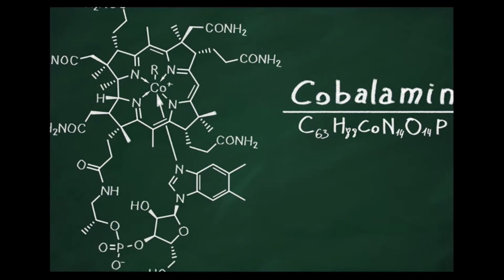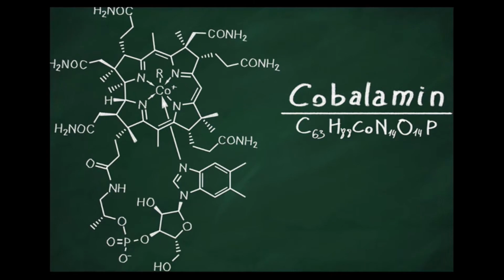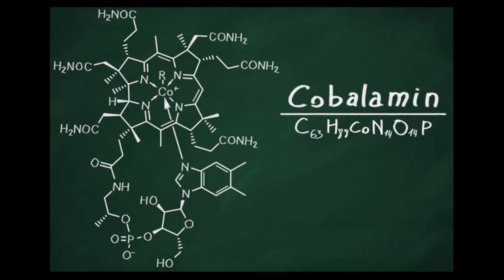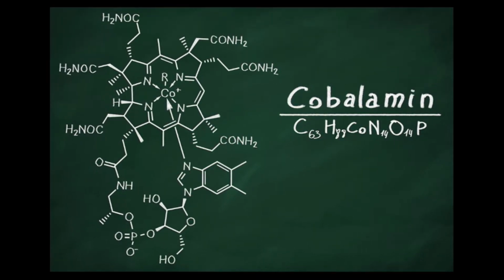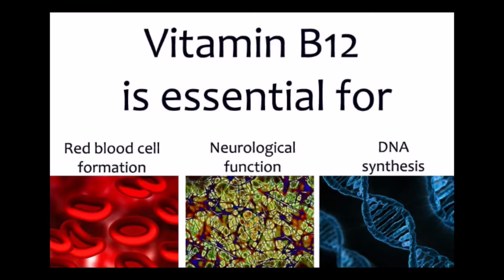The active compound of cobalt can be found in cobalamin. Cobalamin is a group of coenzymes. Cobalamin, which is rich in cobalt, can be found in vitamin B12. Vitamin B12 helps in red blood cell formation, neurological function, and DNA synthesis in animals. That's all for me.